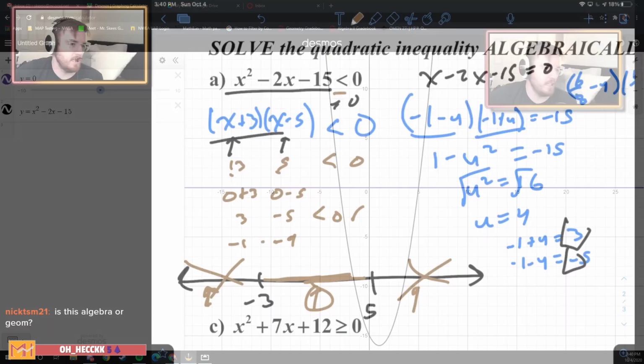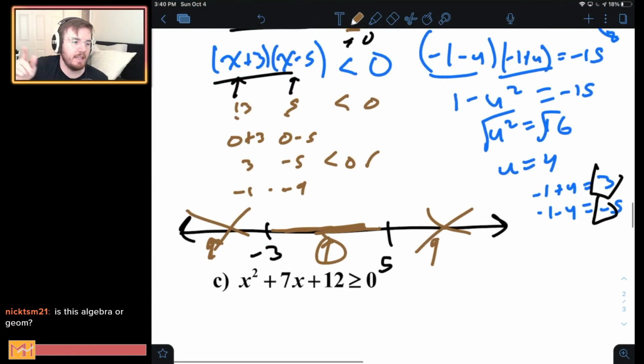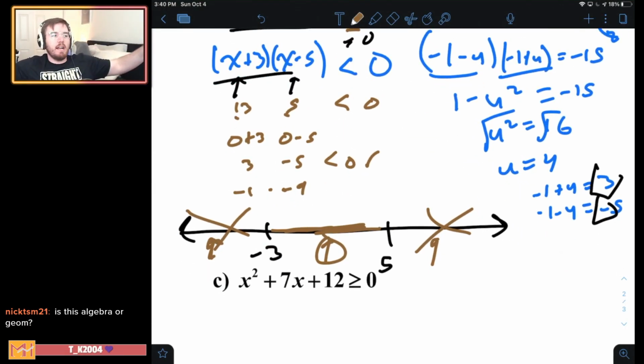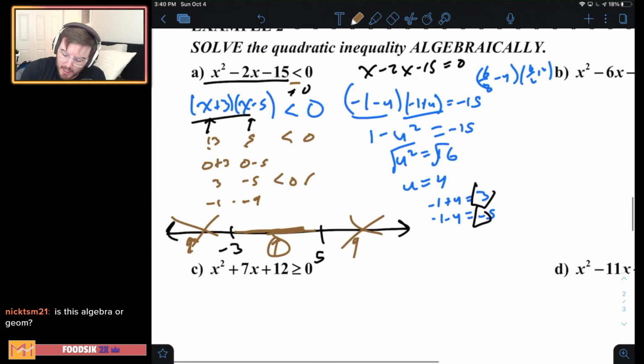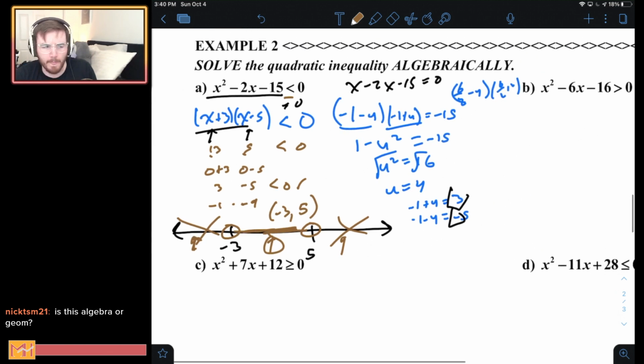So I just did a quick algebra test, right? I'm not seeing the graph, but I'm going, okay, what happens on the right side? What happens on the left side? What happens in the middle? And these are the zeros, so they are open circles, right? We don't want it to be equal to 0. We want it to be less than 0. So my solution is -3, oops, not including it, parenthesis, -3 to 5. I hope that makes sense what I just did.